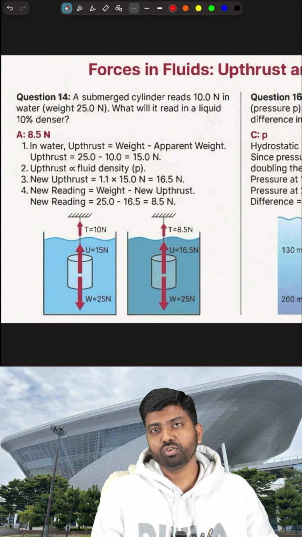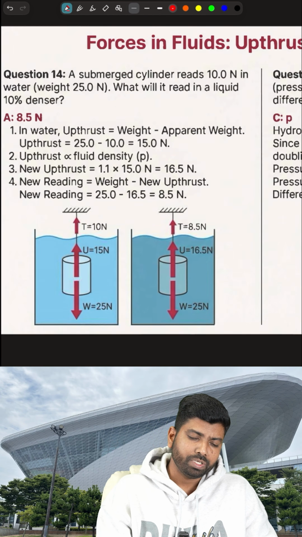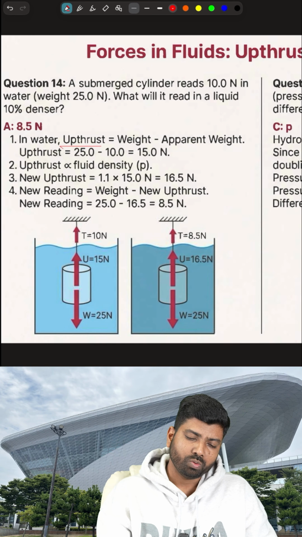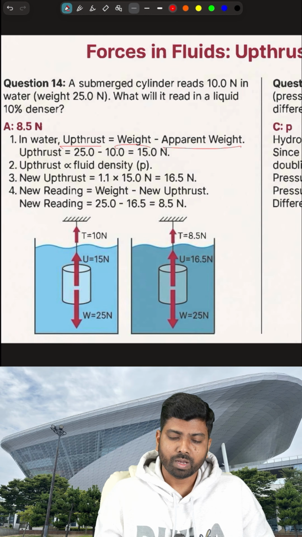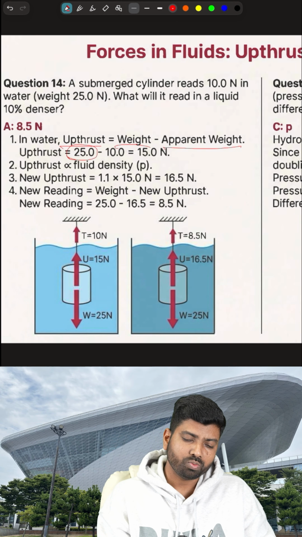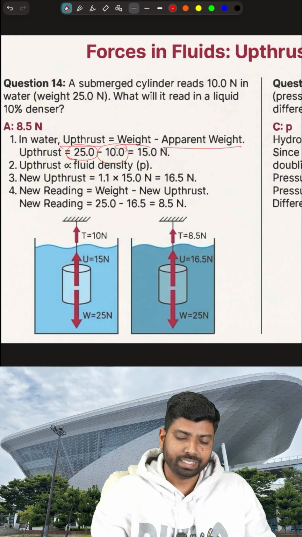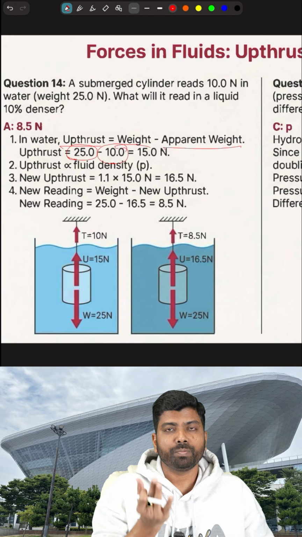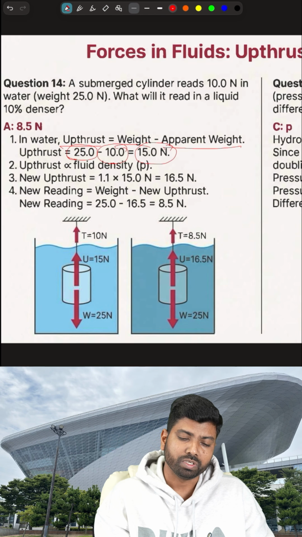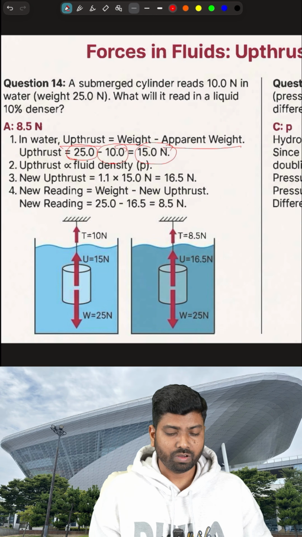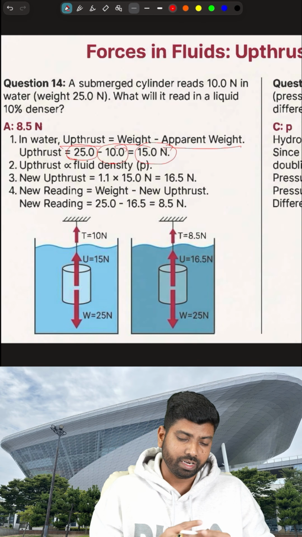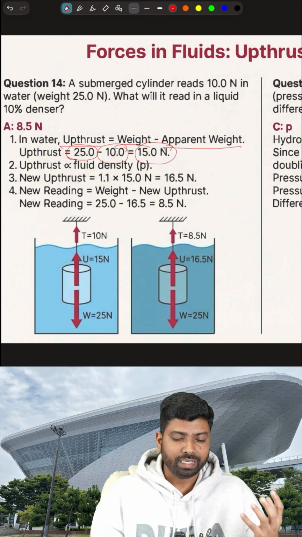If you look closely at my explanation, as I have mentioned here, the upthrust is equal to weight minus apparent weight, the real weight minus apparent weight. So the real weight is 25 Newton and the apparent weight after immersing into the water is 10 Newton. Then the upthrust by the liquid is 15 Newton. Is it clear? Then upthrust is directly proportional to the density of the fluid. Already we discussed this regarding fluid mechanics.